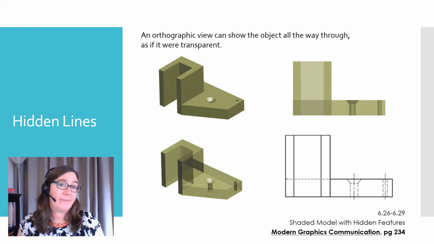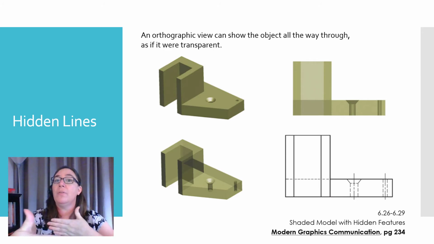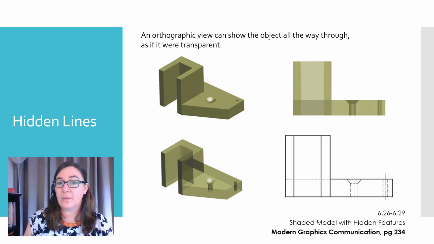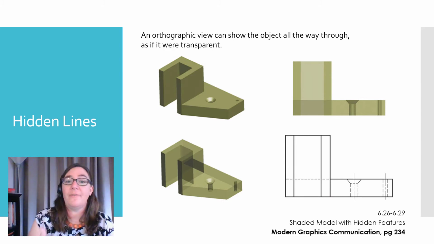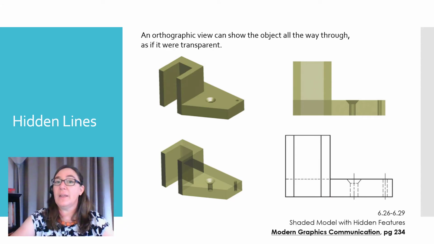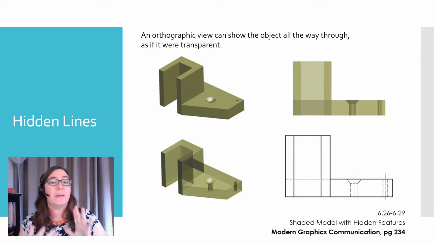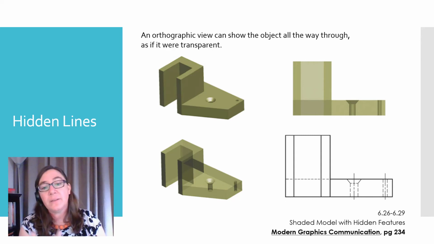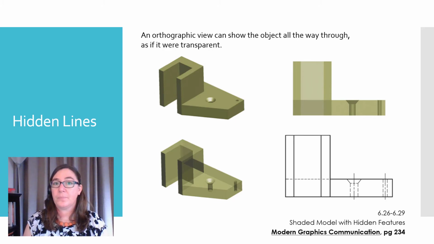So in our orthographic views, in our two-dimensional views, we can show an object all the way through, as if it were transparent. Take a look at this illustration. In the top left, we have a mechanical part in a three-dimensional view, and it's drawn as solid. Looking directly below that, you can see the same part in 3 dimensions, but now it's transparent. We can see some of the edges that were hidden before.